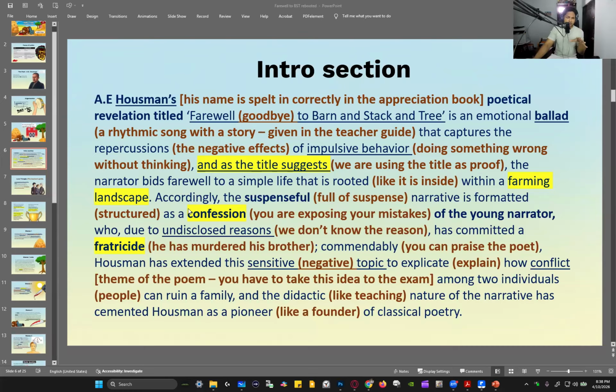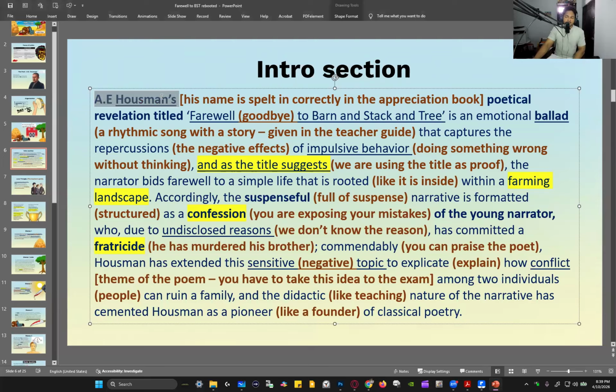So coming back to the point, okay? I will very carefully and meticulously explain this intro section to you. A.E. Housman's, look at how his name is spelt. Does his name have an E-D? No, right? Does his name have an E?